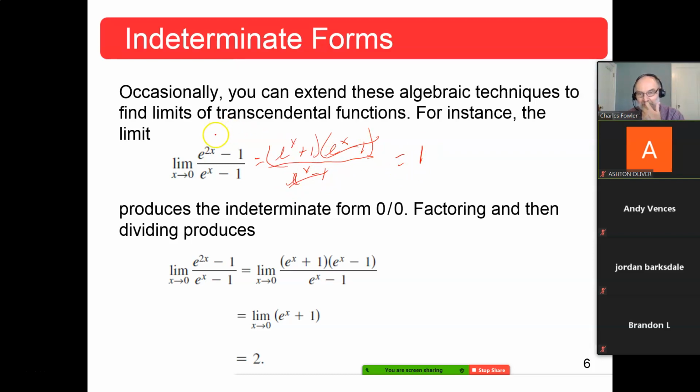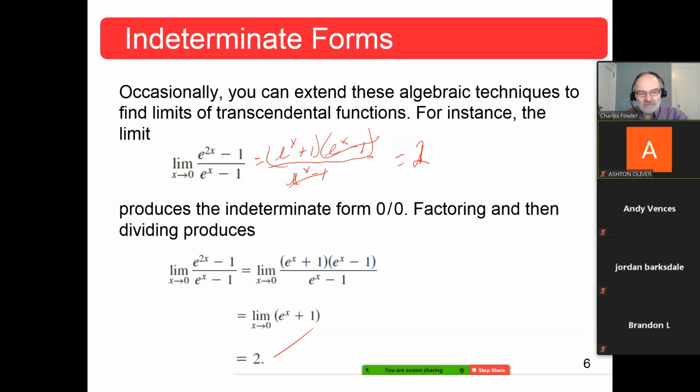Because e to the 0 is 1. No, I'm sorry, is equal to 2. Okay. e to the 0 is 1, 1 plus 1 is 2. High level math today. Okay, so even though that produces the indeterminate form, by doing the factoring, you can get it to 2. Okay? Any questions on that?